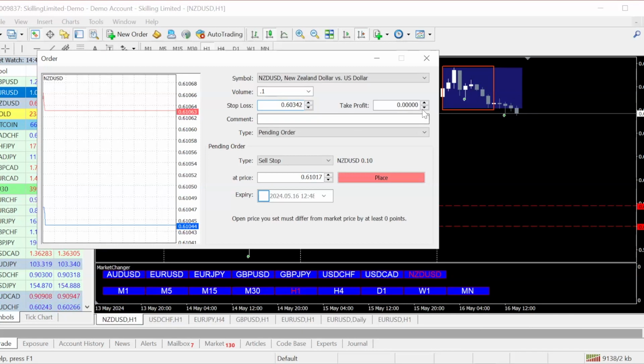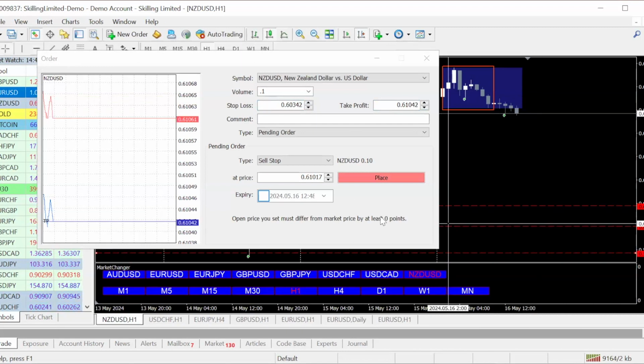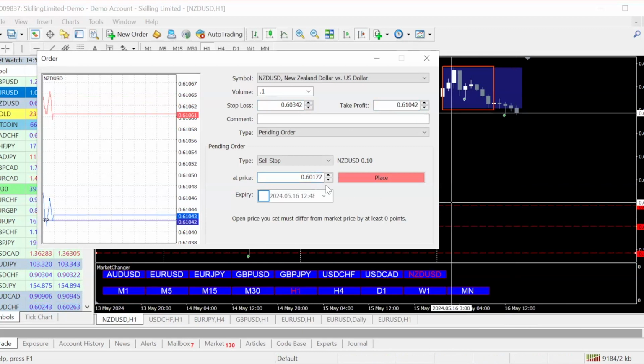And then the stop loss will be at 0.60342, and then the target will be 15 pips from there. I didn't plot it, so I could just put the 15 pips somewhere around here. If I walk 15 pips from 0.60177, deduct 15 pips from this, that should give me around 0.60127, that should be 15 pips.